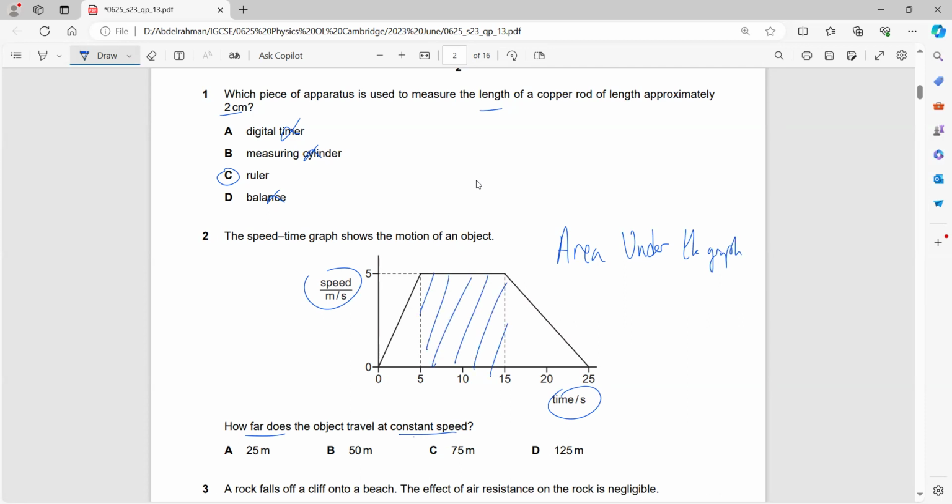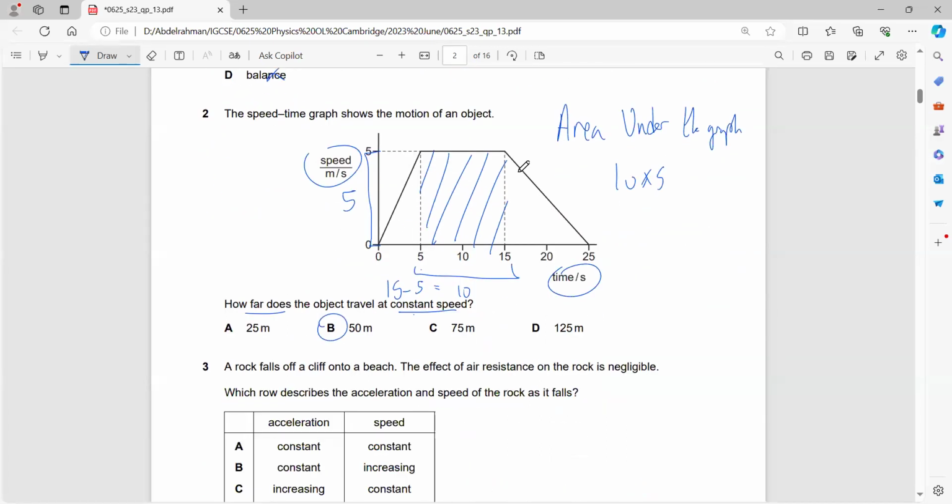Okay, the area of this rectangle: length times width. Length is from 5 to 15, which is 10. 15 minus 5 equals 10. And the width is from 0 to 5, which is 5. 10 times 5 is 50 meters. Length times width.